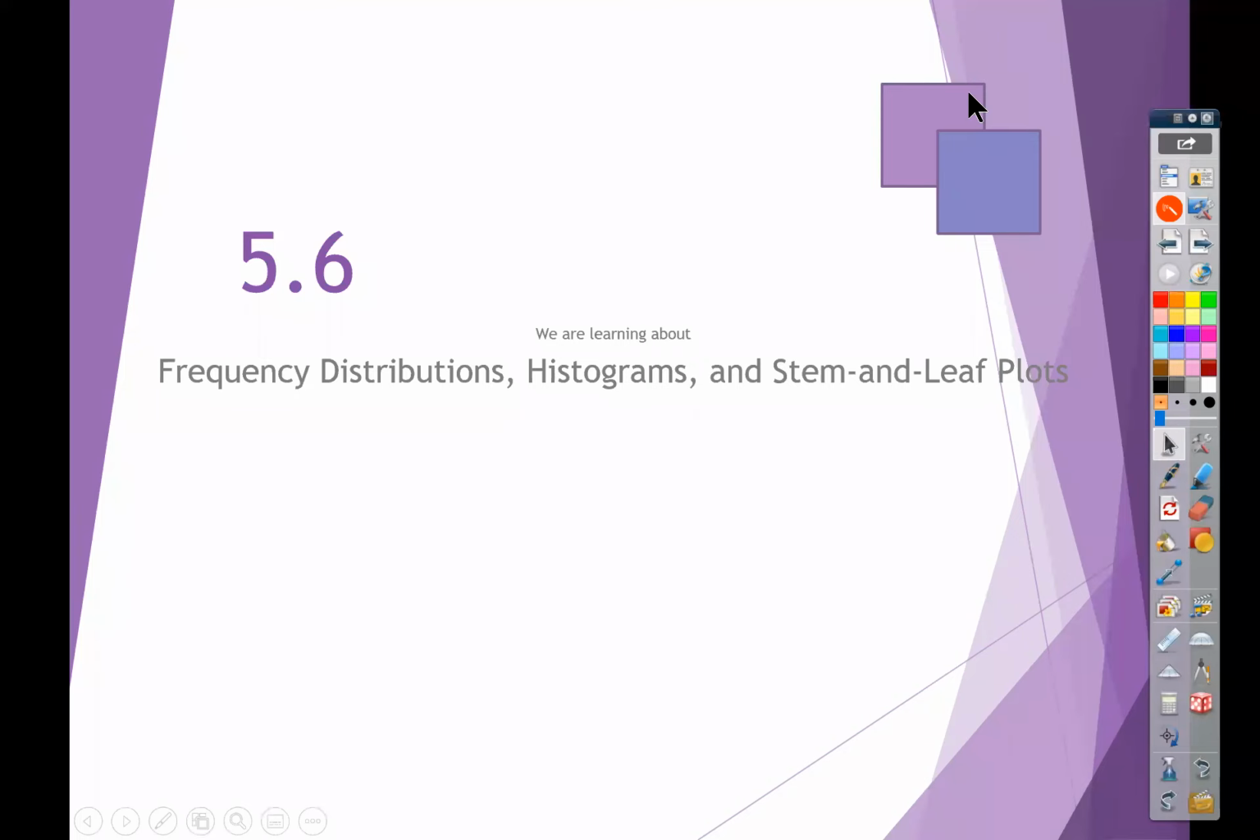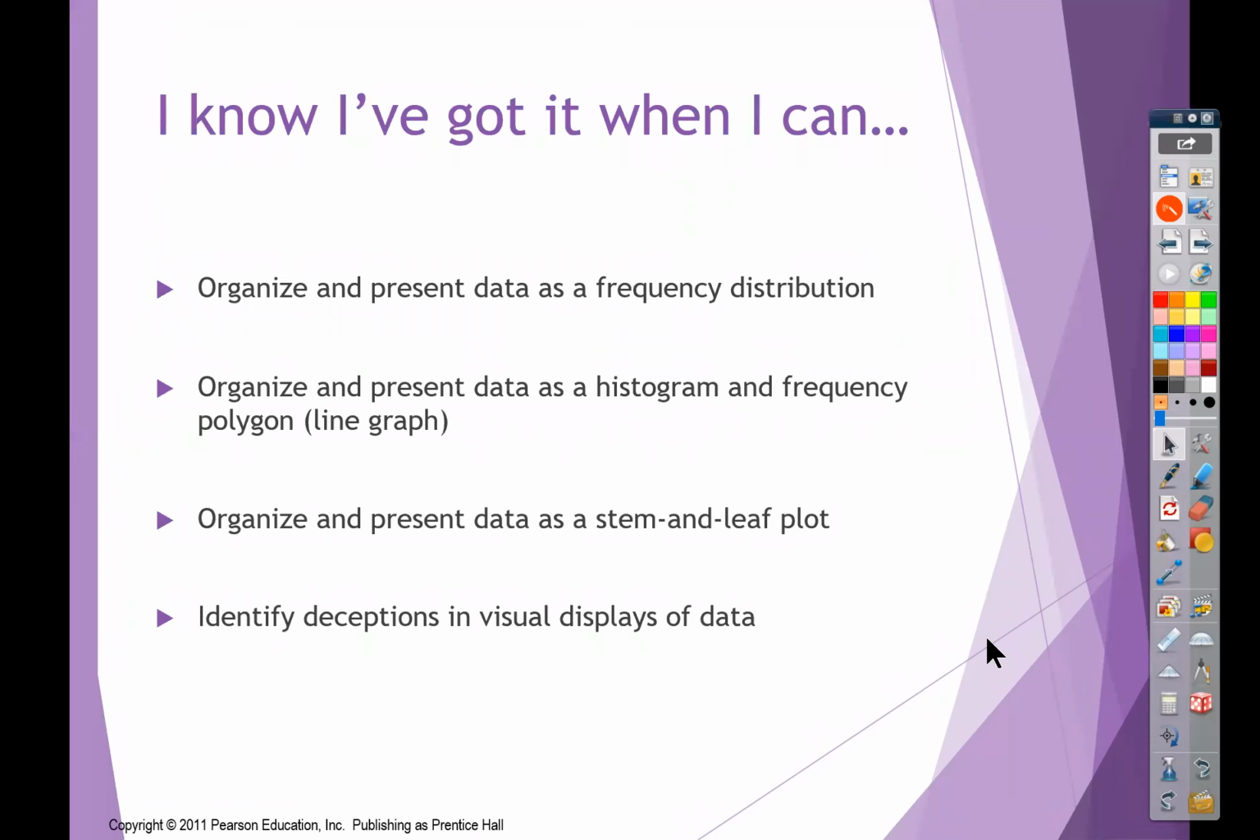Hi, today we're learning about frequency distributions, histograms, and stem and leaf plots. These are all parts of statistics. So I know I've got it when I can organize and present data as a frequency distribution, organize and present data as a histogram and frequency polygon, which is a line graph, and organize and present data as a stem and leaf plot, and identify deceptions in visual displays of data.